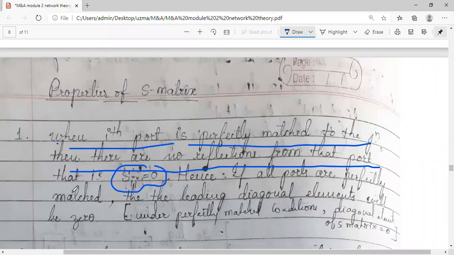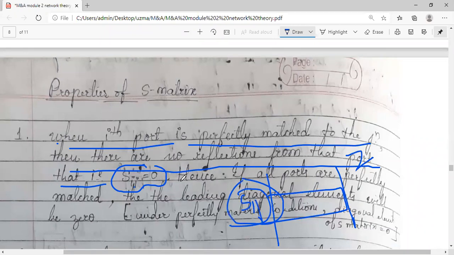What does that mean in terms of S matrix? It is S subscript i i, where i indicates the same port. There is no reflection. If you are taking the first port, this is your second port, there will be no reflections. So S11, for the first port I'm talking about, 1 1 indicates the same port, no reflections, that is equal to 0. If I take the second port, S22, if it is perfectly matched, there will be no reflections, no coming back of the incident wave. So S22 will be equal to 0.